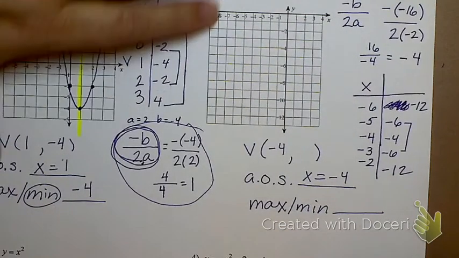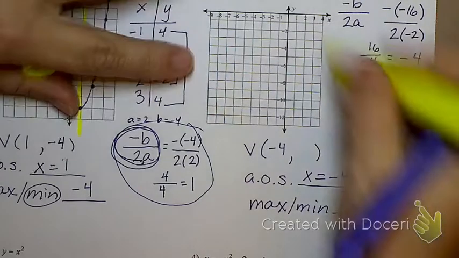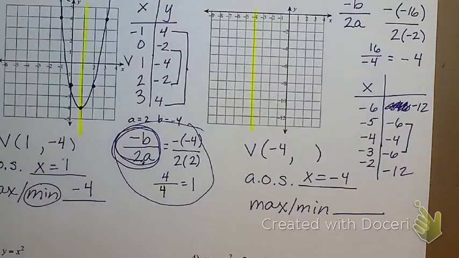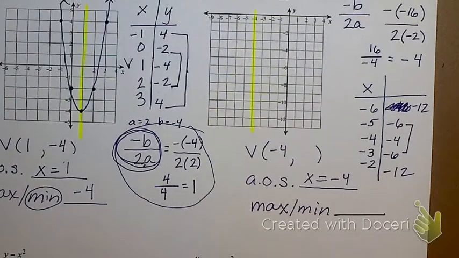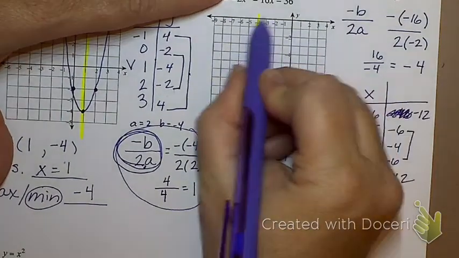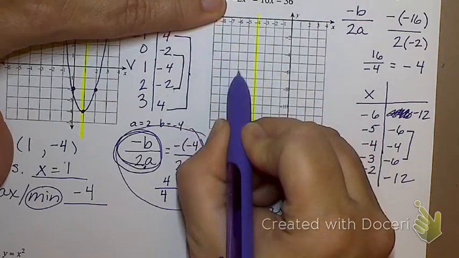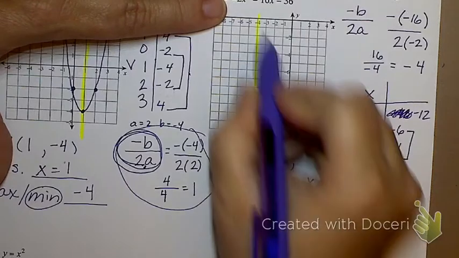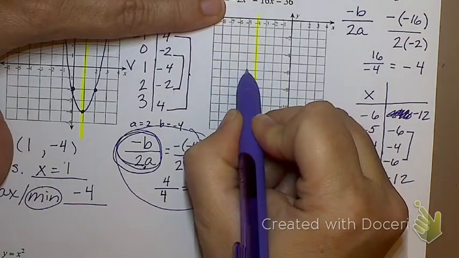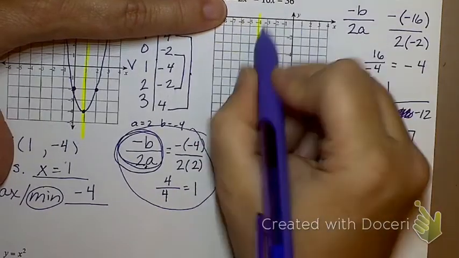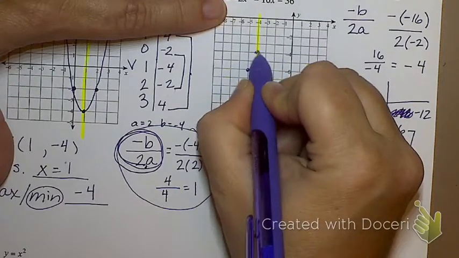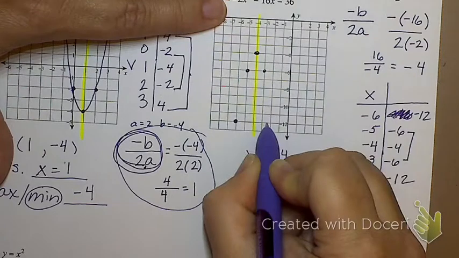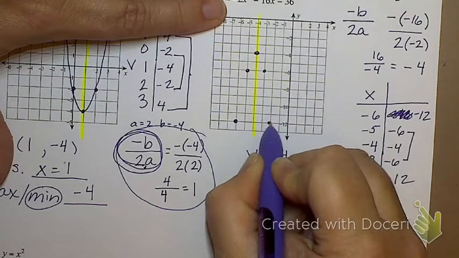So now let's graph. I'm going to put in my axis of symmetry first. You can do it afterwards if you want to. I just like doing it first because otherwise it'll smear my pen and it just looks ugly then. So let's see, negative 6, negative 12, negative 5, negative 6, negative 4, negative 4, negative 3, negative 6, and negative 2, negative 12.